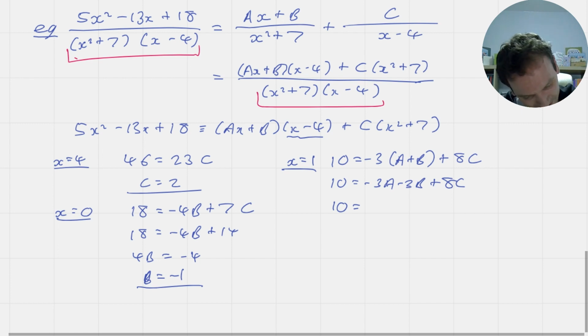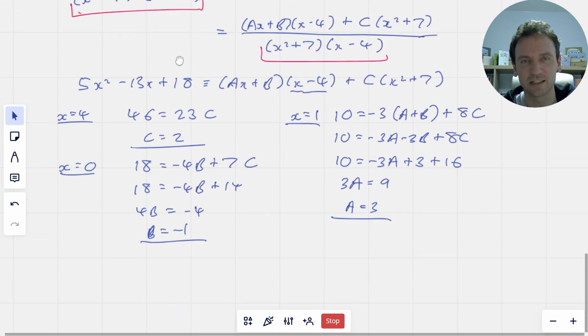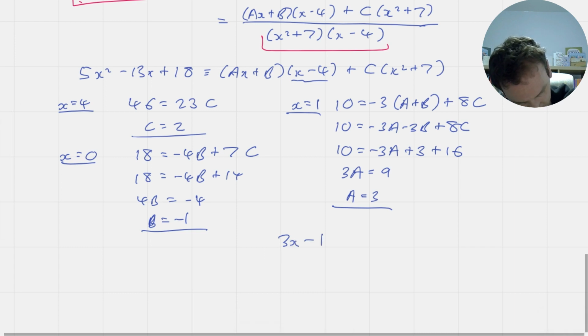So now we're subbing in and we're getting minus 3a plus 3 plus 16. That's more encouraging. We'll end up with 3a is equal to 9 and a is equal to 3. So our final answer, going back to the top and substituting in, we're just getting that it's 3x subtract 1 over x squared plus 7 plus 2 over x subtract 4.